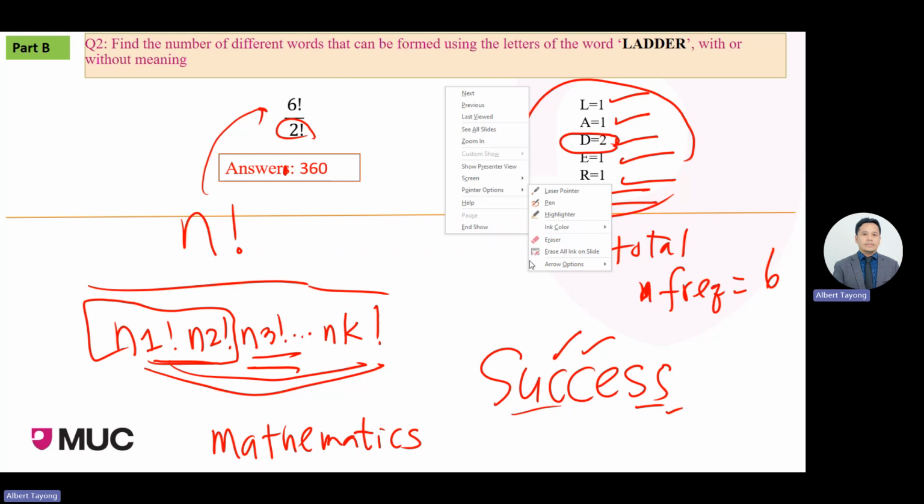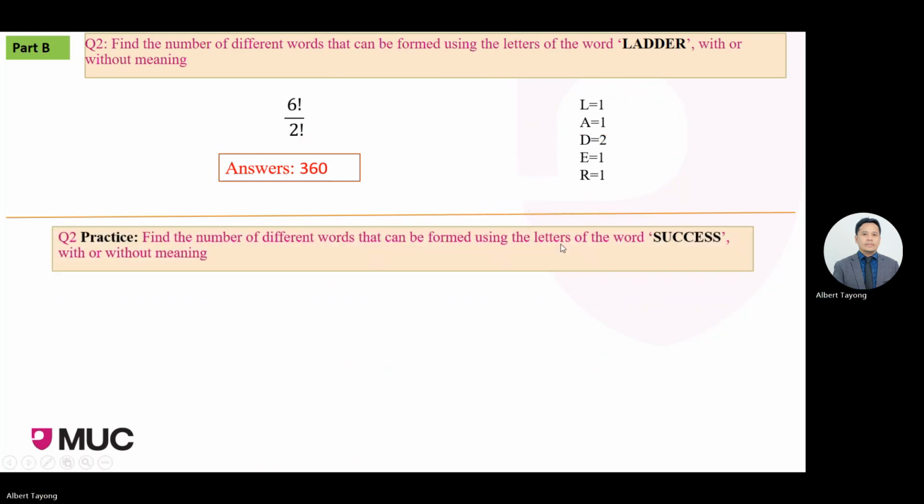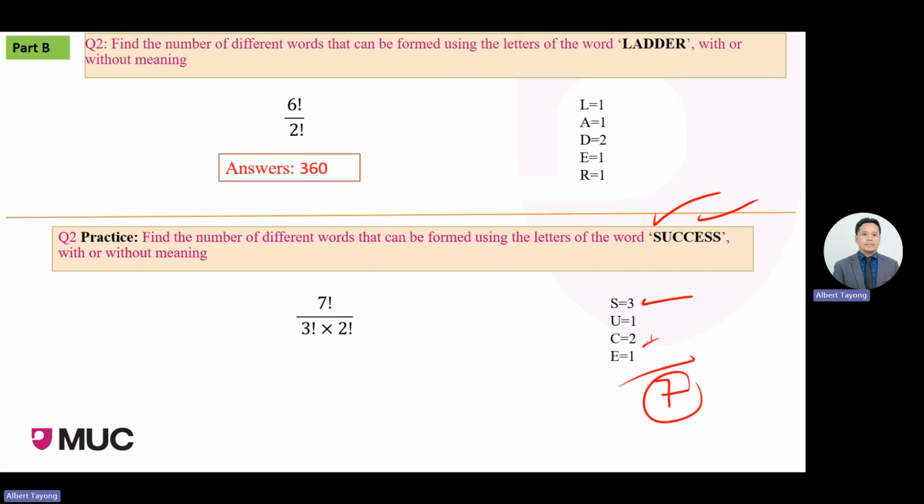Let's have another example. Here, this is what I'm saying. Success, for example, has 2 letters repeated more than once, S and C. S 3 times, C 2 times. So we add all, we have 3 plus 1 plus 2 plus 1 is 7. So 7 factorial. And here we have n1 and n2 factorial because 2 letters have frequencies greater than 1. So the answer actually is 420.